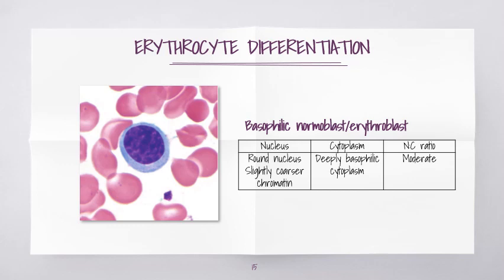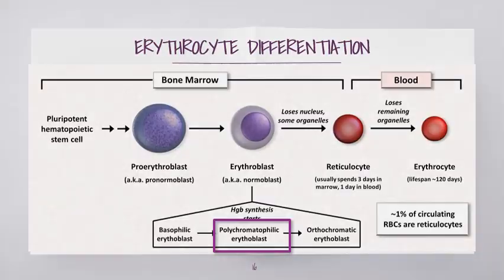It has a coarser chromatin, although the NC ratio is still moderately high. The cell actually is much smaller than the immature one. As you can see, the cytoplasm is still very deeply blue, and it owes that to the RNA content in the cytoplasm. Okay. Next, we go to the polychromatophilic erythroblast.